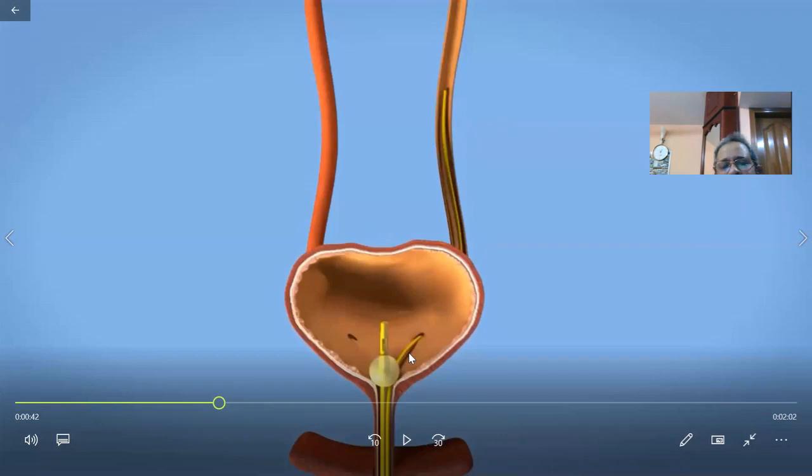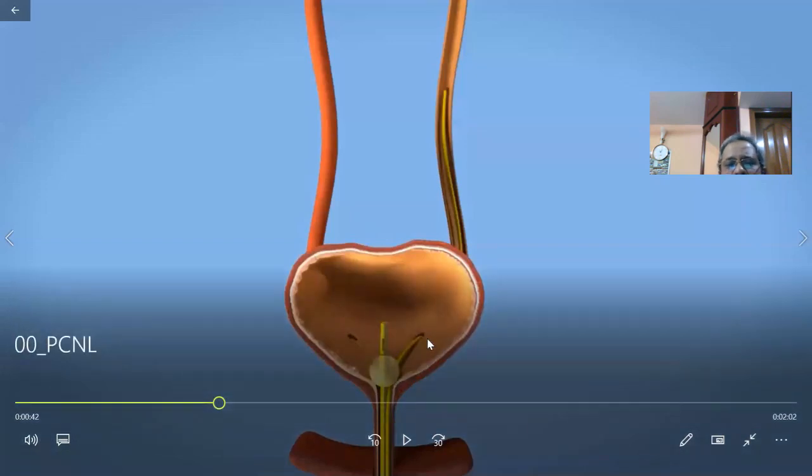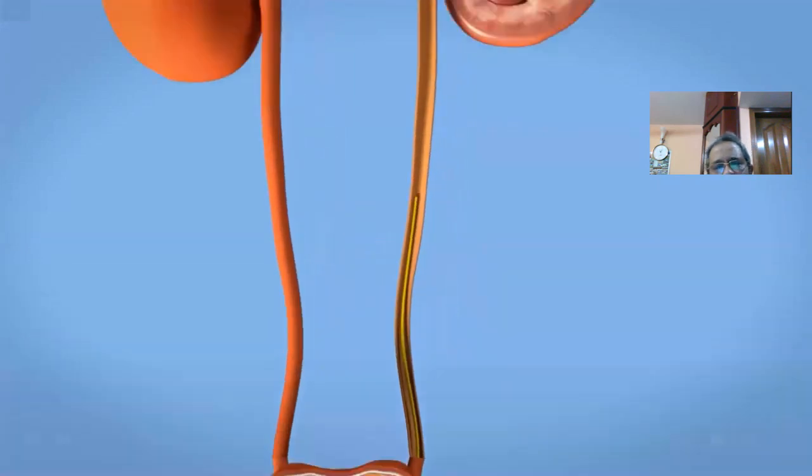Another thing is, this ureteric catheter can prevent the dislodgement of the fragments from the pelvis to the ureter. And after completion of the surgery, they remove the catheter and put a stent from the bottom to the top. So look, the ureter.